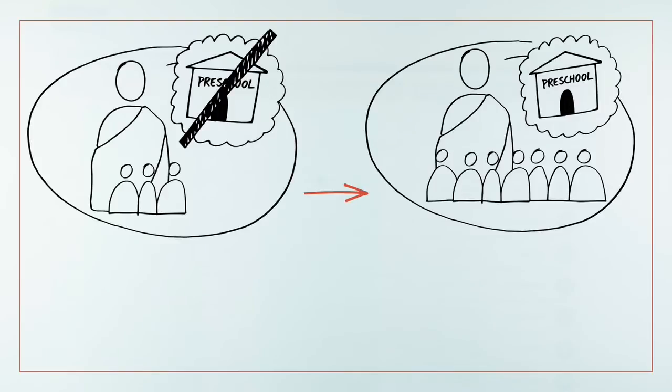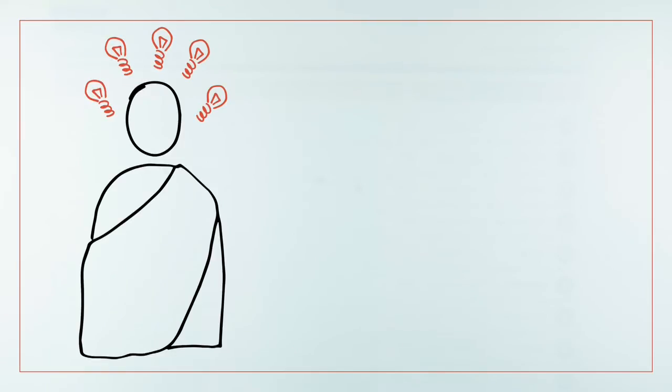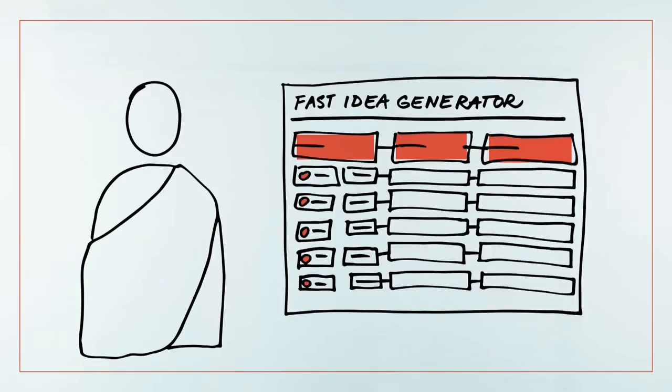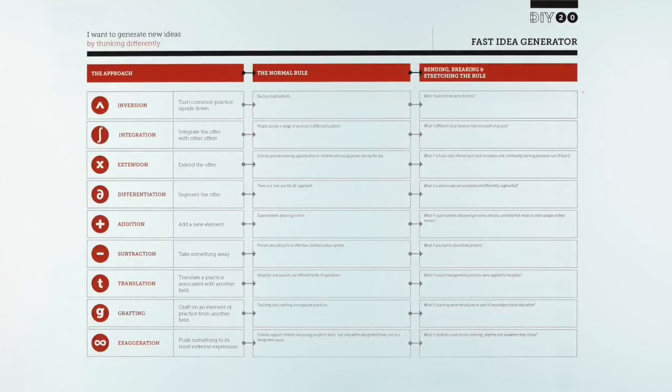She knows that the existing system could be improved and bring better outcomes, but she doesn't know how to make the change happen. To help her generate lots of ideas, Rikta uses Nesta's Fast Idea Generator. Hopefully, this will help her get a step closer to teaching more preschool children. She challenges how the system works now by applying the 9 different approaches and prompts.